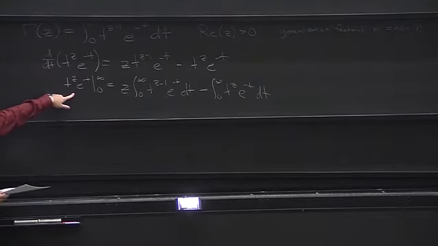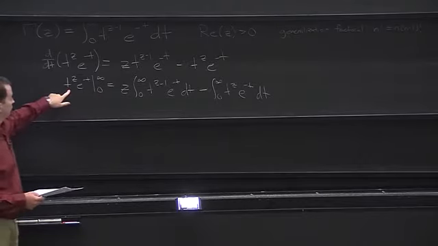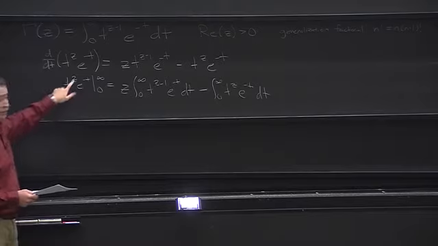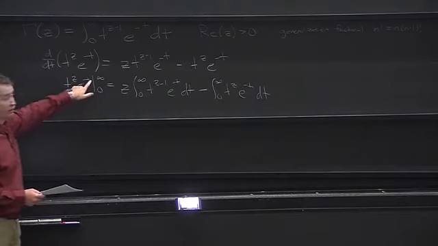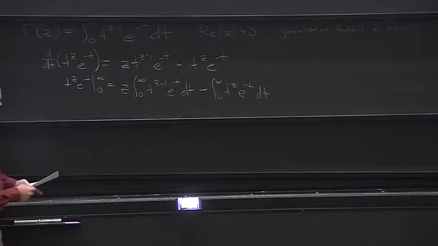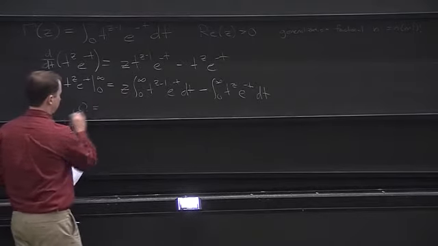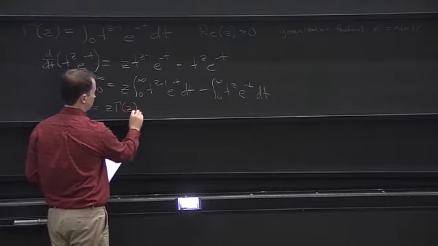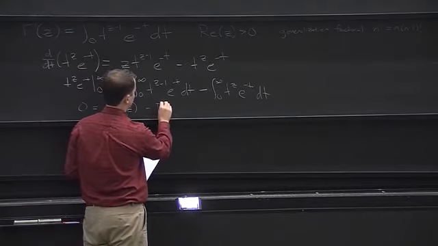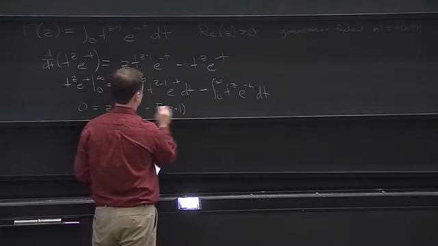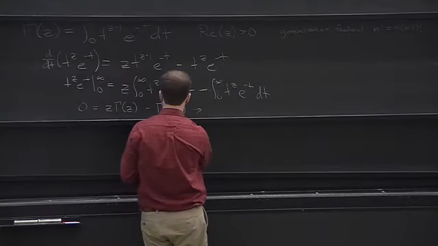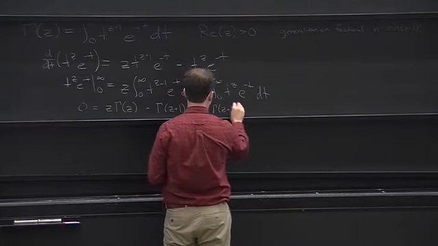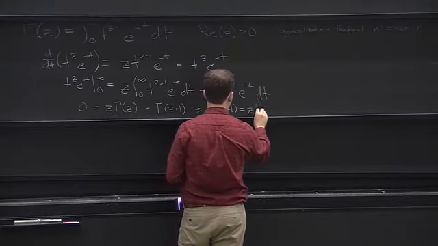first, the left-hand side of this equation just vanishes at both of the boundaries. At t equals 0, this t to the z factor vanishes. At infinity, this e to the minus t vanishes. So over here we've got a 0. And this is just z times gamma of z minus gamma of z plus 1. So that's just the kind of relation we were looking for. We've got gamma of z plus 1 is z gamma of z.